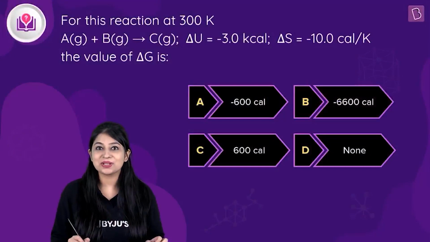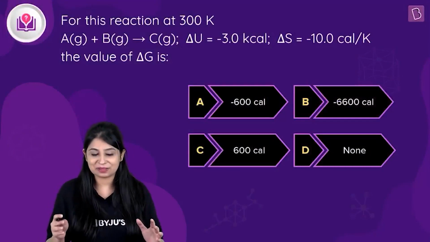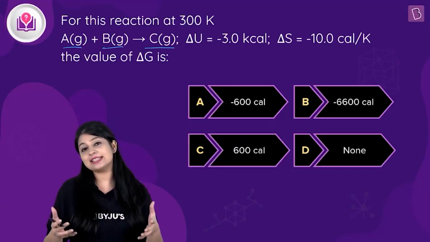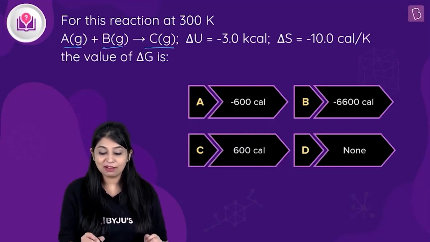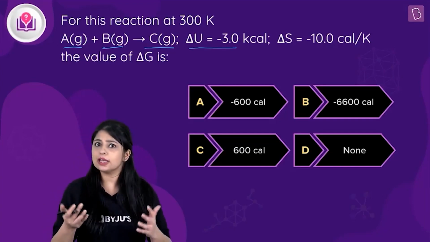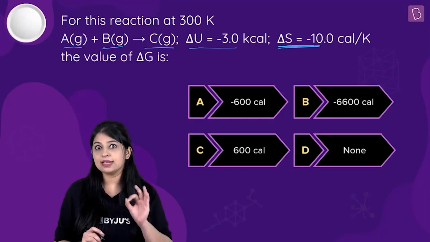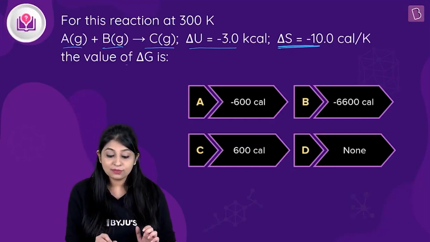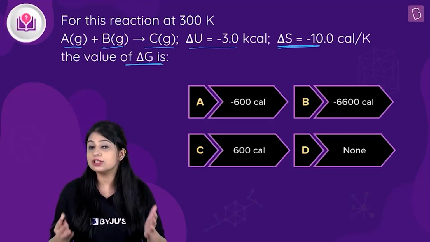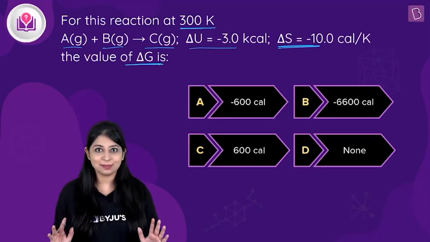Let's have a look at this question. Well, in this question, we have been given a hypothetical reaction, right? In which A reacts with B to give C, and A, B, and C are in gaseous phase. And we have been given the value for change in internal energy for the reaction as minus 3 kilocalories, and change in entropy is given as minus 10 calorie per Kelvin. And we have to find the value of delta G, that is the change in Gibbs free energy for this reaction at 300 Kelvin. This is the temperature that has been given to us, right?